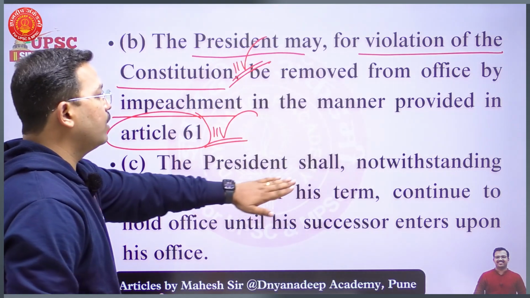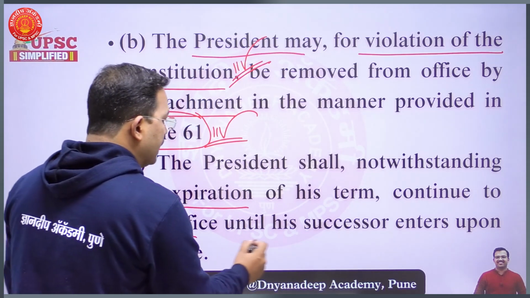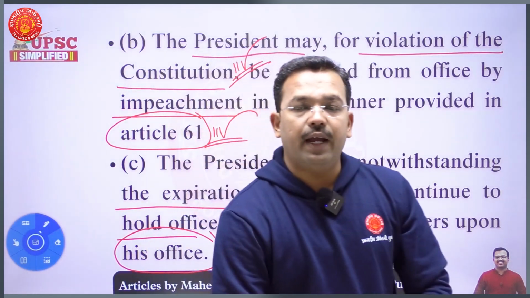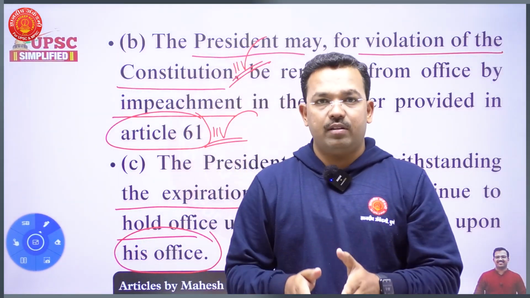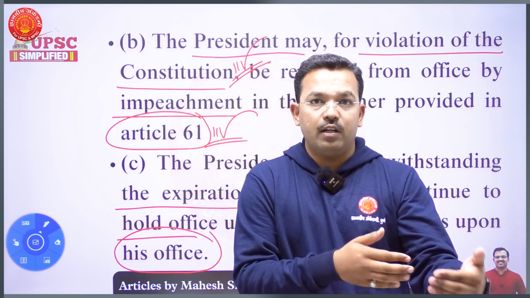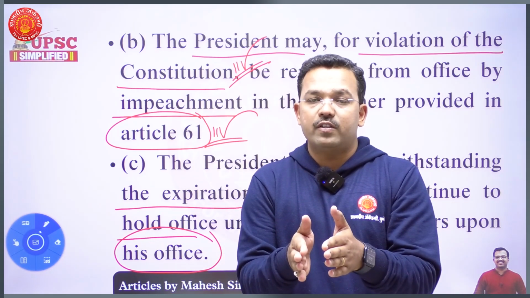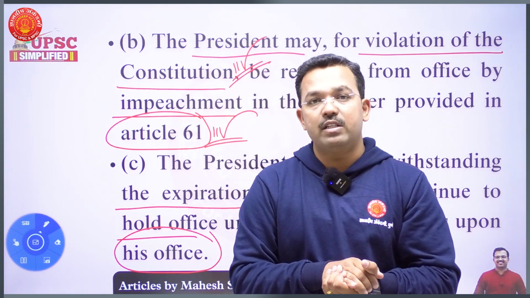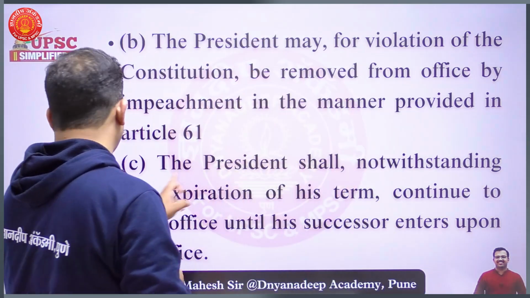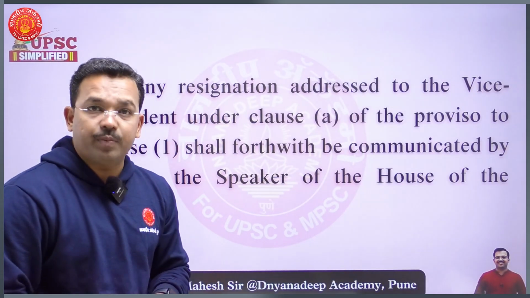The President shall, notwithstanding the expiration of his term, continue to hold office until his successor enters upon his office. So, if the term of 5 years of the President of India ends, still he will continue in the office until his successor assumes that office. So the President may continue in the office for a period more than 5 years, but only until his successor enters upon the office. This is very interesting. All these things show that there is security of tenure to the President of India.